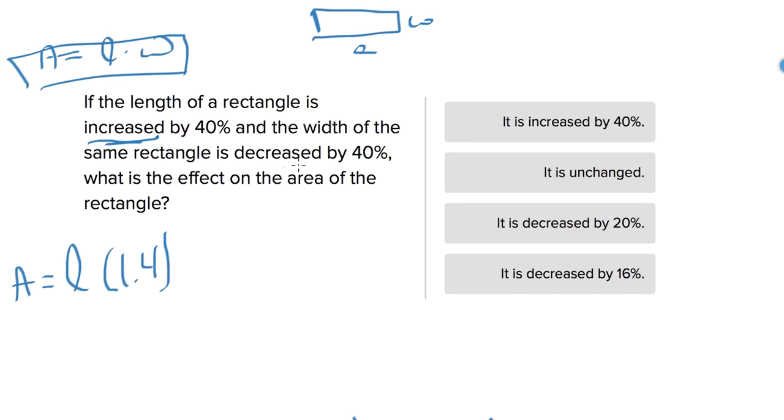In this case, the width is going to be decreased by 0.4, so it's just going to be 0.6. 40% less from the original. It's going to be 60%. So times W times 0.6. So if that's going to give you the area, now all you have to do is multiply the 1.4 and the 0.6, and you can keep your L and your W like you usually would.